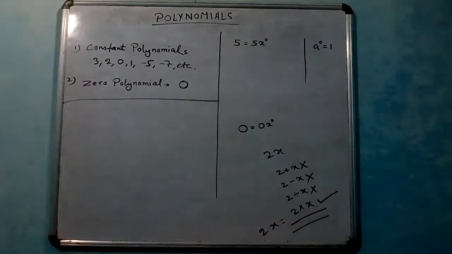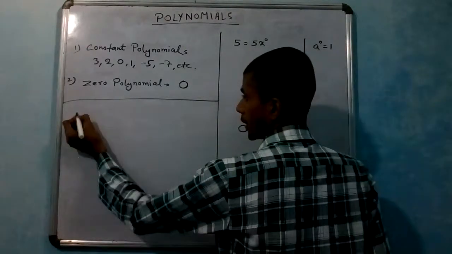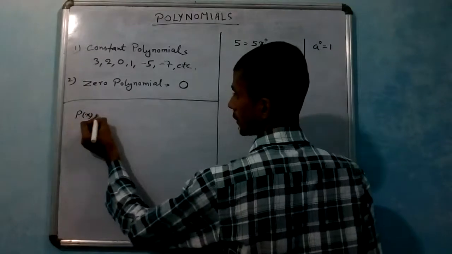And what is a zero polynomial? Zero is called the zero polynomial, nothing tough. Okay. Now, presentation of polynomial. How are we writing the names? A polynomial p(x), we are writing by different names.